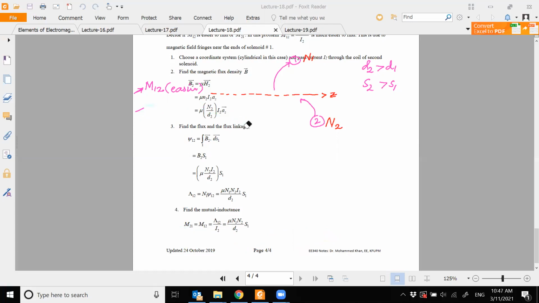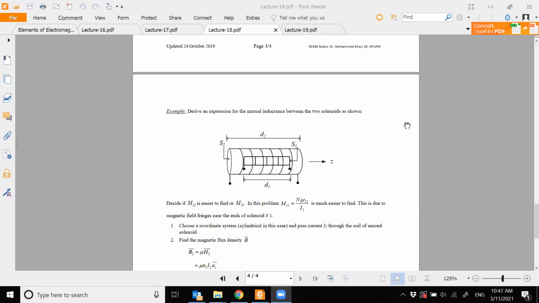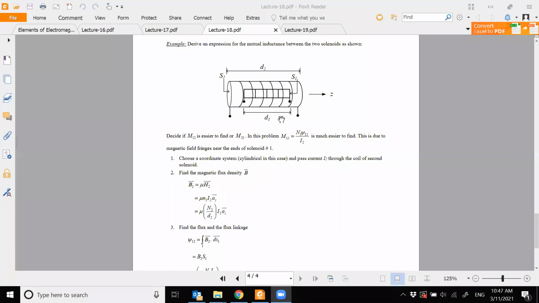And once I multiply by the number of turns N1, I will get the flux linkage of my loop 1 due to loop 2. And once I get the flux linkage, then the mutual inductance is uppercase lambda 1,2 over I, which is mu N1 N2 over D2 times S1. This is called the mutual inductance. This is how you can find the mutual inductance.